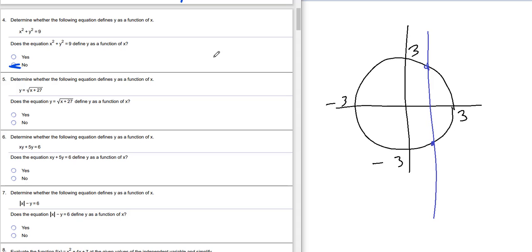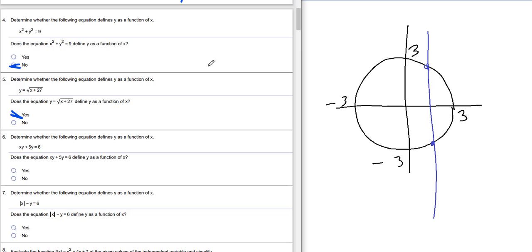Now the power of x doesn't matter. You can still have a function for any power of x. It's the y exponent that makes it where y might not be a function of x. Number 5, we don't have any y squared, so that's going to be a yes. Determine whether the following equation defines y as a function of x. y equals the square root of x plus 27. So that one's a yes.